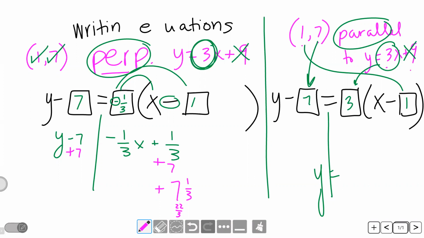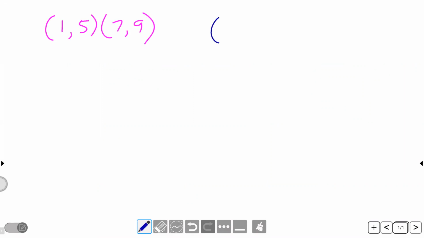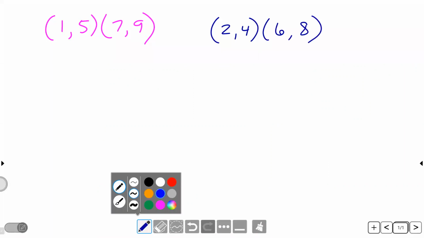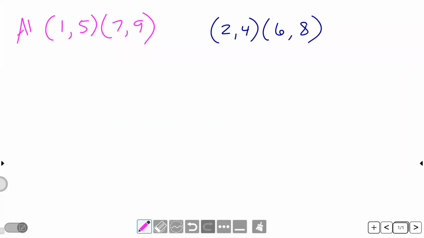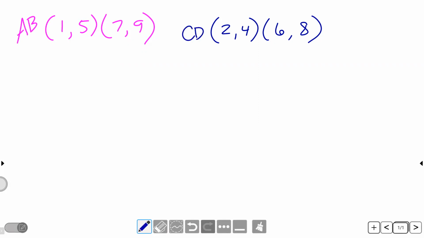Let's do a super tricky one. Deciding if lines are parallel or perpendicular. So let's say 1, 5, 7, 9, 2, 4, 6, 8. So maybe this is A and B, maybe this is C and D. And they could ask you, are they parallel, perpendicular, or neither? And you don't just want to guess.